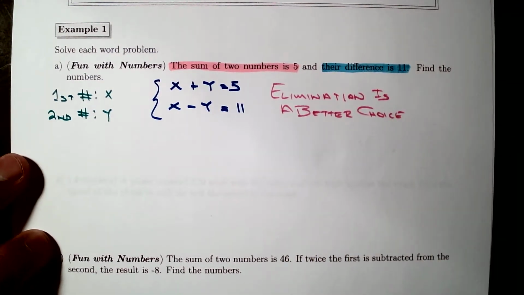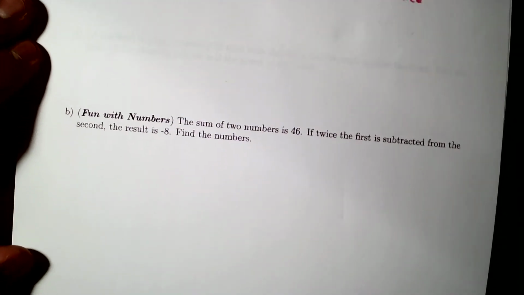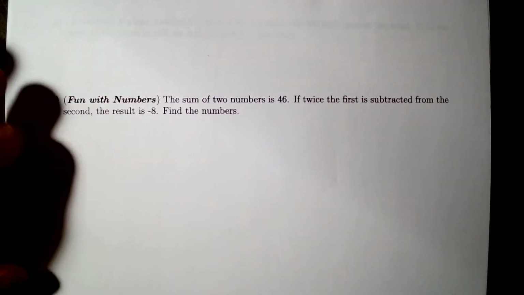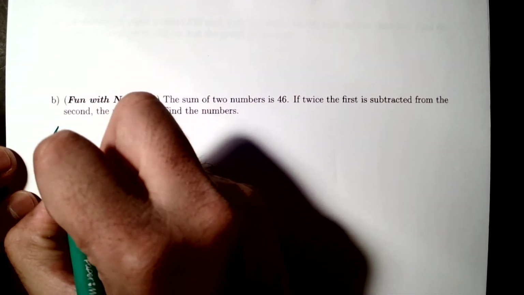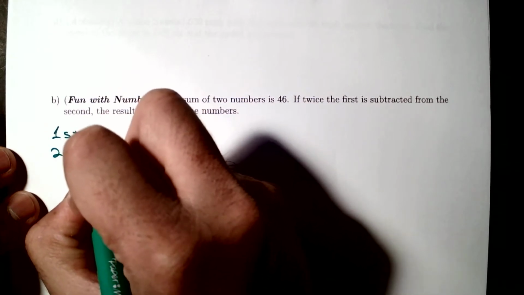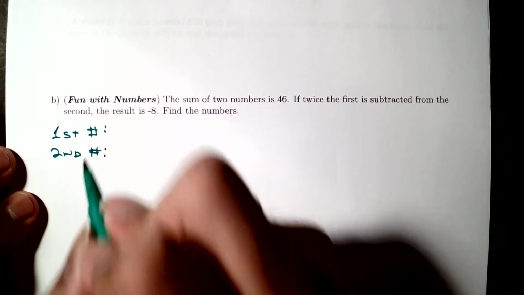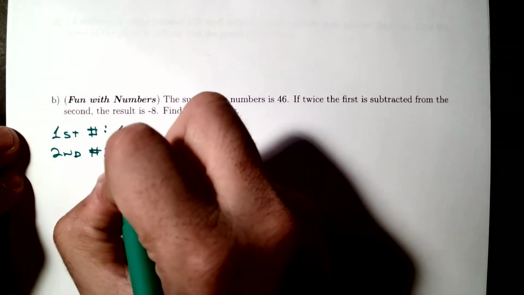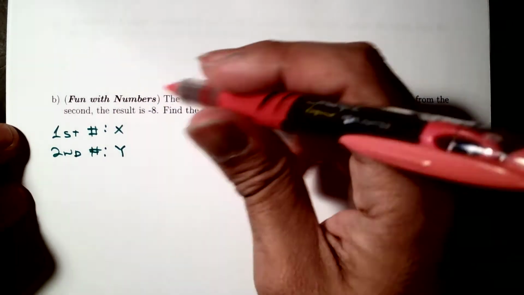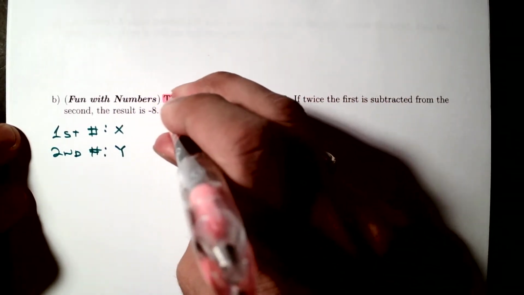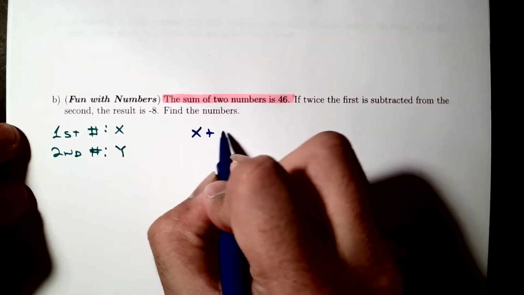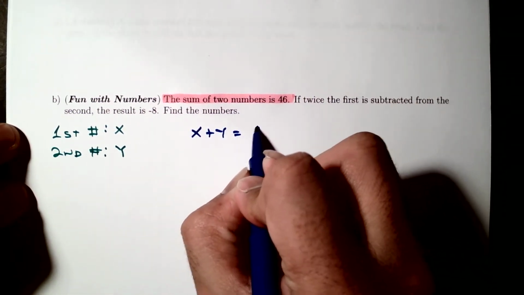All right. Second, another one dealing with numbers. So we have two numbers, x and y, the first number and the second number. Let's highlight the information. The sum of two numbers is 46. So the sum of the two numbers is 46: x plus y equals 46.